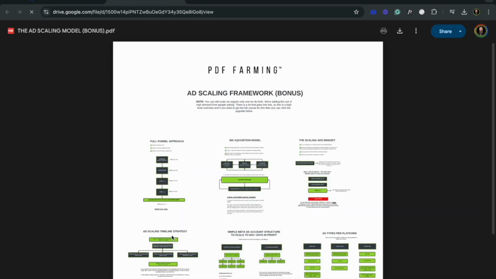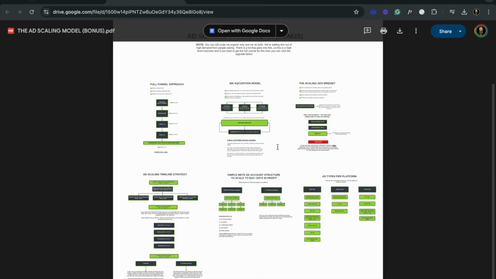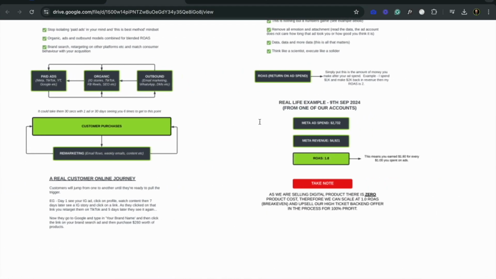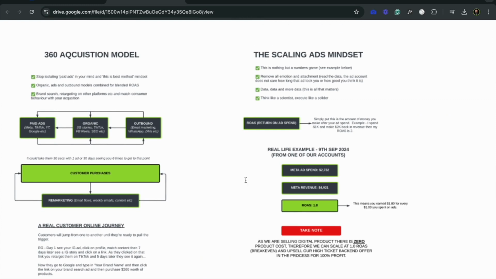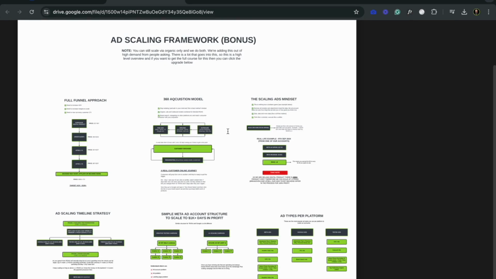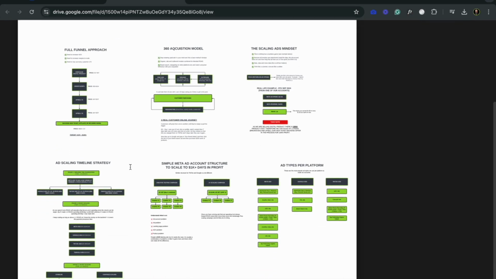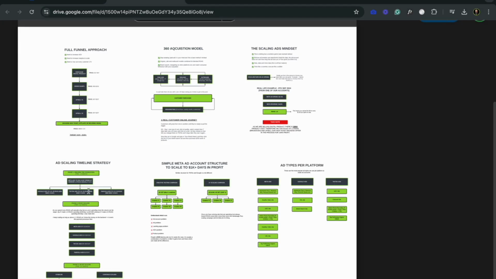Essentially, I break down the full funnel approach, the 360 acquisition model, and the mindset behind scaling ads, because a lot of people get that very wrong in terms of their expectations. They think they're going to make a load of money from day one. It can happen, but all I'm really looking for, to be honest, is 1.1 return on ad spend, and I'll keep scaling because of the back end stuff which you would learn in the full funnel approach.